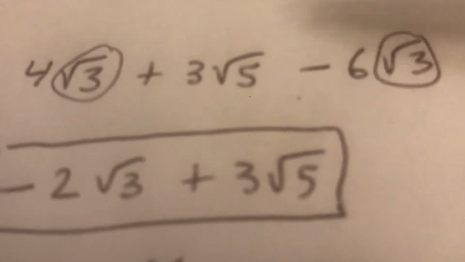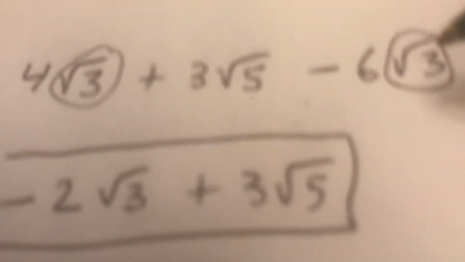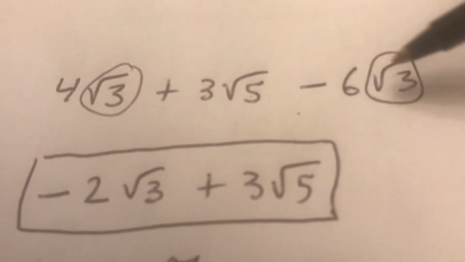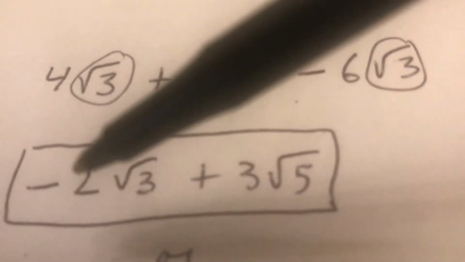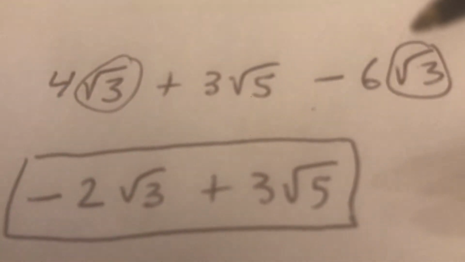In this one, only the square root of 3's are the same. So those are the only ones you can add, the like terms. So it's 4 square root of 3 minus 6 square root of 3, which is negative 2 square root of 3, plus 3 square root of 5. We cannot add those. Those numbers are different.